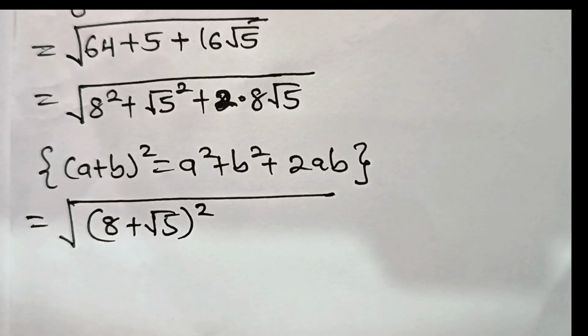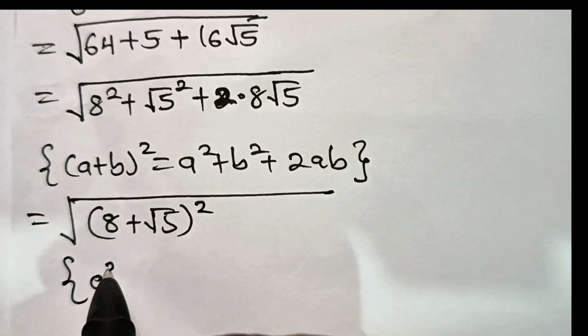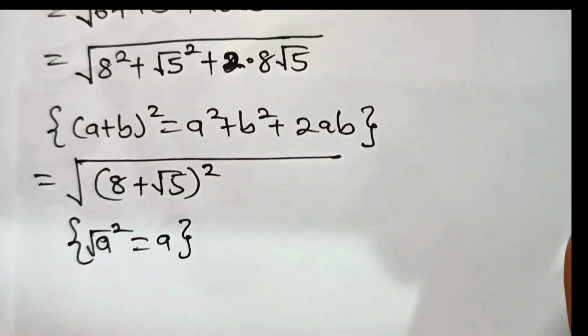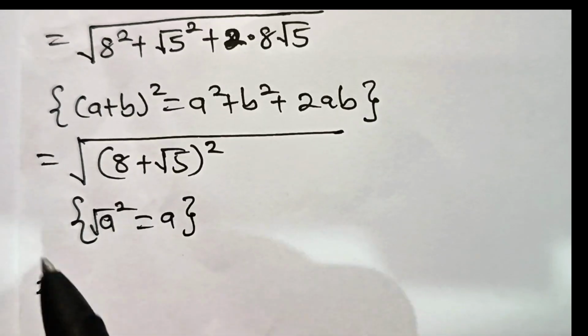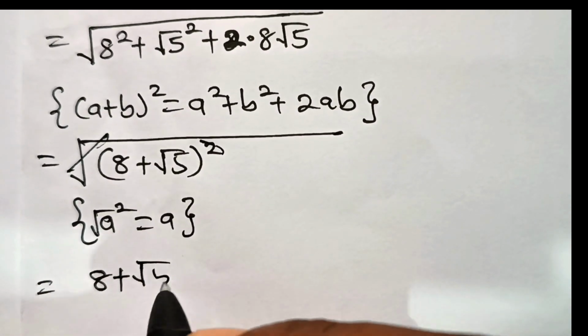Amazing, right? Then let us apply this. The square root of a squared is equal to a. So this will remove this and we are left with 8 plus root 5. And that is the answer.